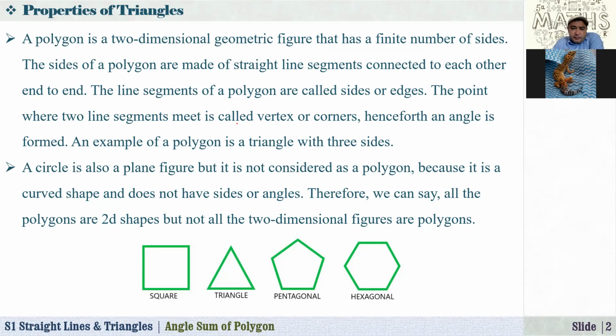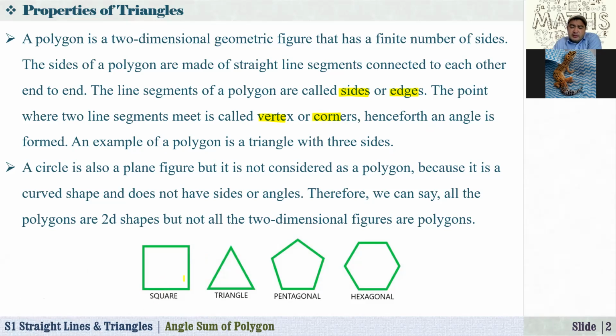So the line segments of a polygon are called sides or edges. The point where two line segments meet is called a vertex or corner. You just highlight this. It is sides or edges. It is vertex or corners. Henceforth, an angle is formed. An example of a polygon is a triangle with three sides. Let's say here we have triangle, square, pentagon, hexagon, and these are some examples of polygons.